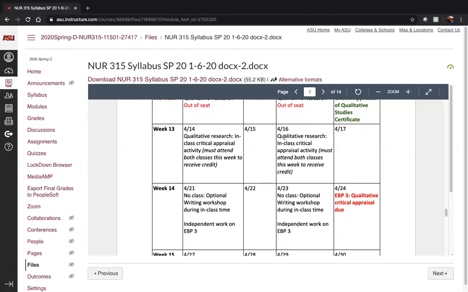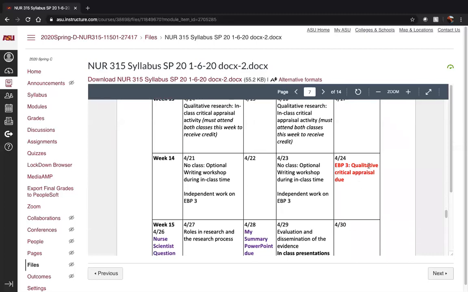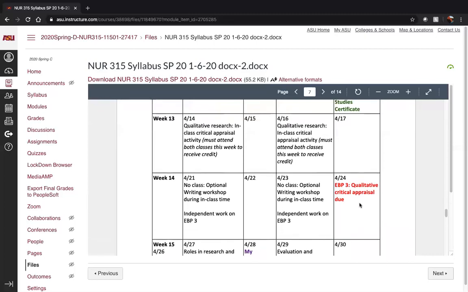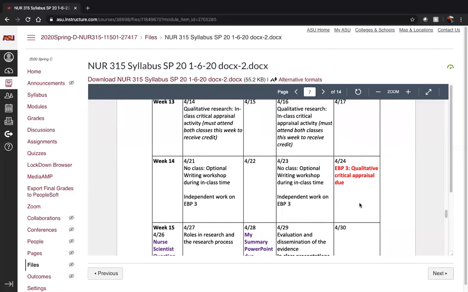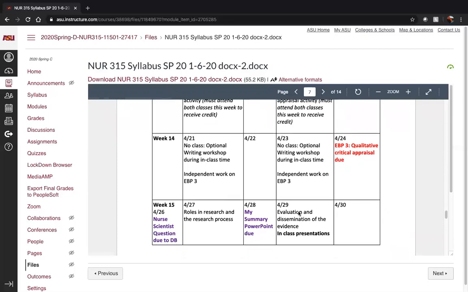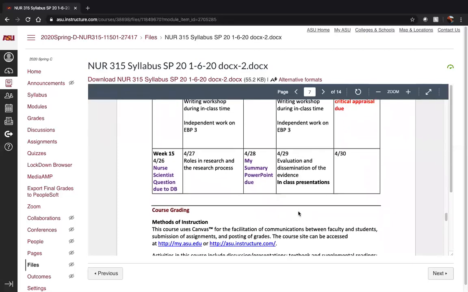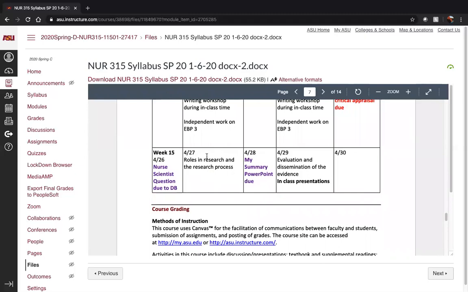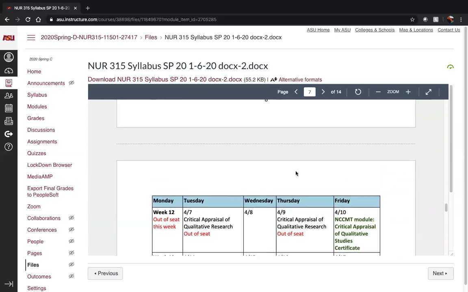And then we follow the pattern again, where you bring your other article in, we do an in-class exercise on how you appraise that article, and then your paper is due, reflecting your appraisal of that qualitative study. Again, no required class, in-class writing workshop, ask questions if you need to. And then we've got our last week of class, where we'll have a nurse scientist come and visit us. You'll have an assignment where you just post a question to our nurse scientist before class. And then in our very last class, you'll be presenting everything that you've been doing in the class to a small group of peers.